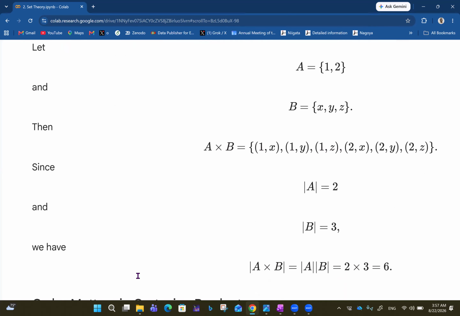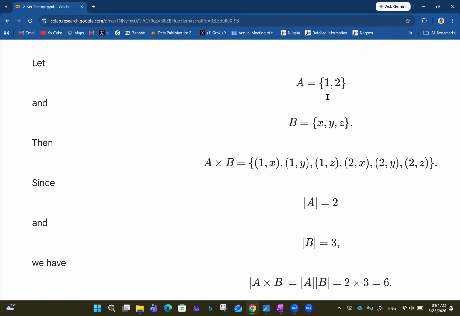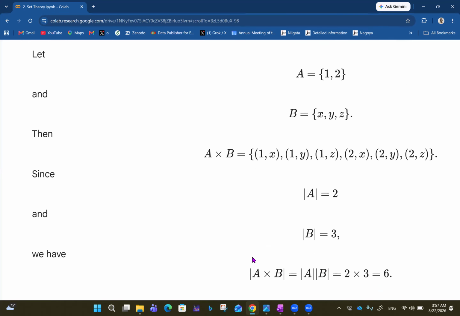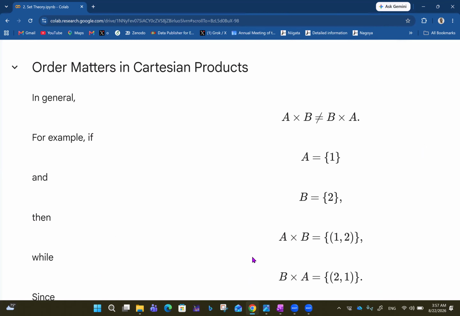Talking about Cartesian products, now imagine this. You have set A, which is {1, 2}, and set B is {X, Y, Z}. Then A cross B will be 1X, 1Y, 1Z, then 2X, 2Y, 2Z. For a Cartesian product, the cardinality of A is 2 and the cardinality of B is 3, so the cardinality of the Cartesian product is the product of the two cardinalities, which is 6. So the cardinality of a Cartesian product is the product of the cardinalities of the sets making up the Cartesian product.